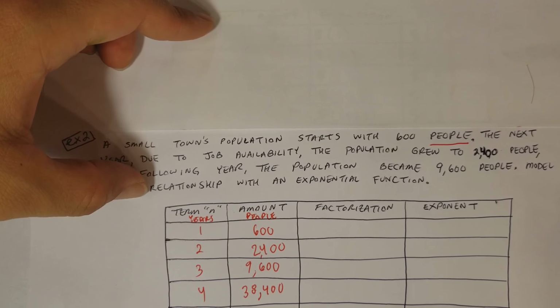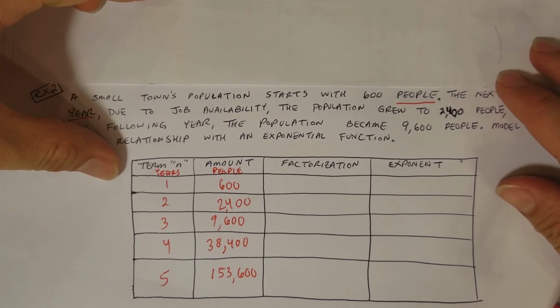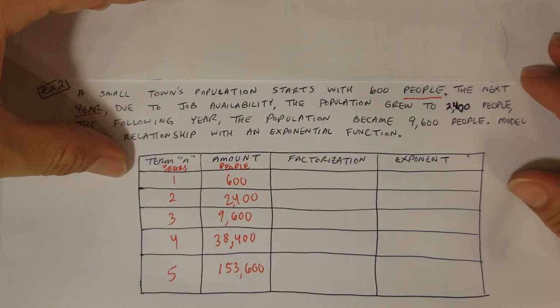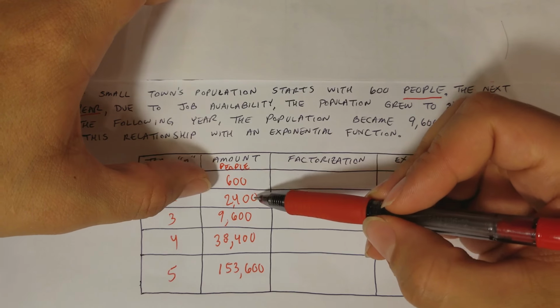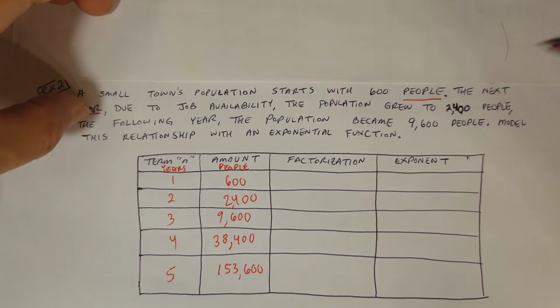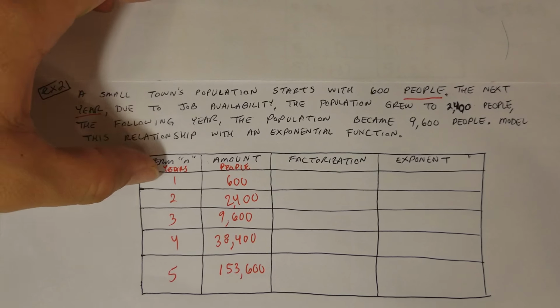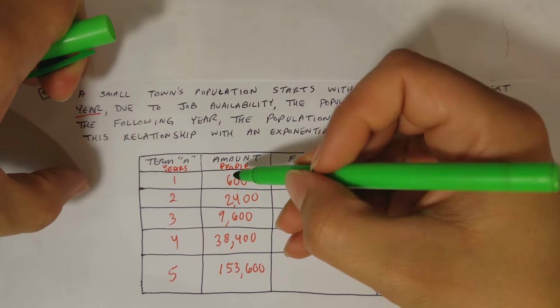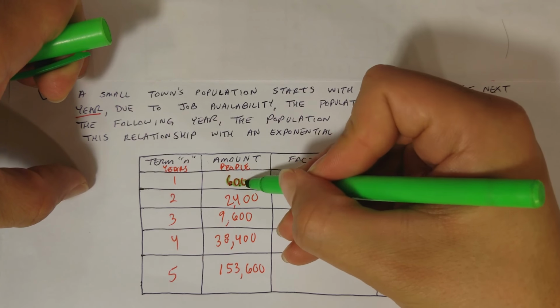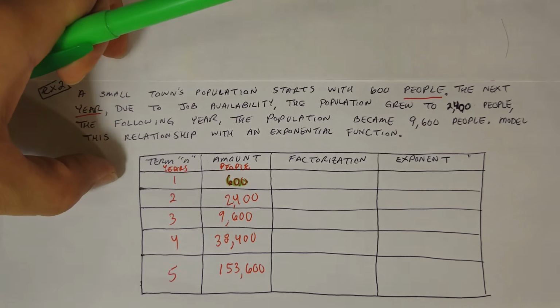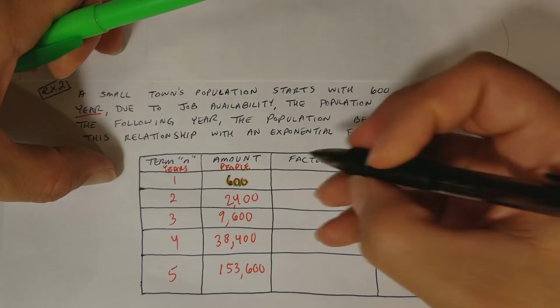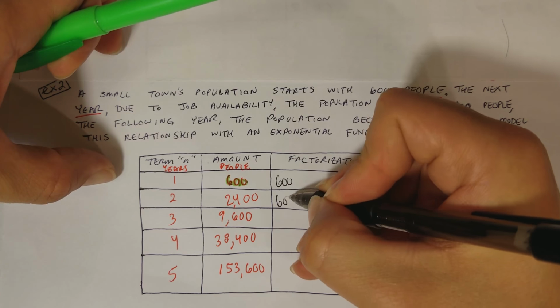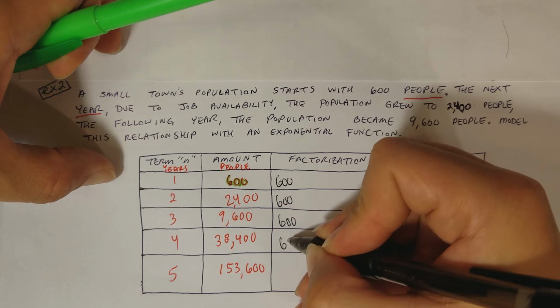Anyways, not that that's going to matter too much because we're going to be able to find a pattern relating these numbers. So starting at 600, and every single time we're multiplying the number of people by 4 year after year, from year 1 to year 5. So factorization, I explained this in the last example that I did. So that initial amount of people that we had in this case is going to be the same number all the way down the list. So 600, 600, 600, 600, all the way down.